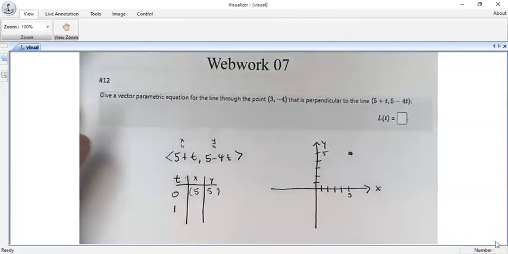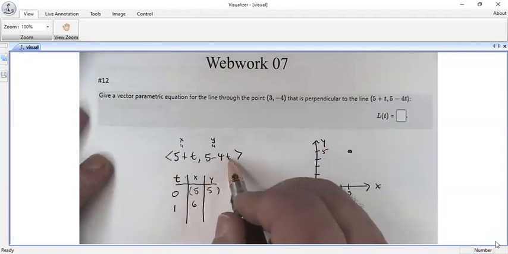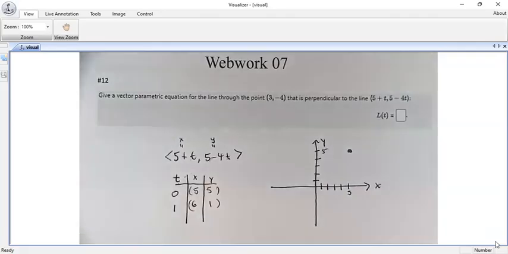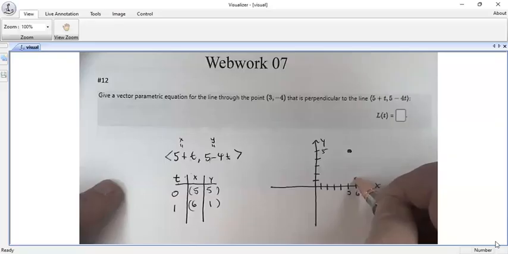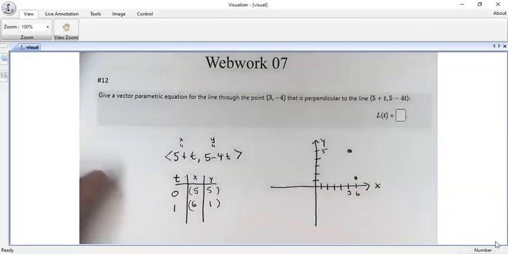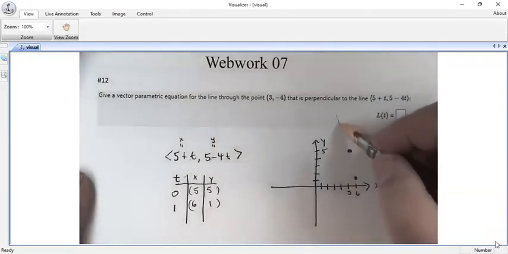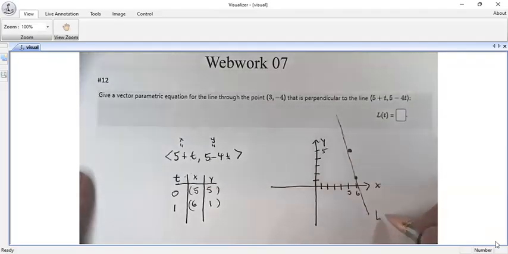Now, let's make t equal 1 and see what the next point is. You know this is linear, so I'm looking for a line here. So t equals 1. I get 5 plus 1, which is 6. And I get 4 times 1, which is 4, and 5 minus 4 is 1. And I get a new point, (6, 1). So here is 6, here's 1 right here. And all I need is 2 points to make a line because they said it was a line. So connect my dots here. This is my line. Okay.